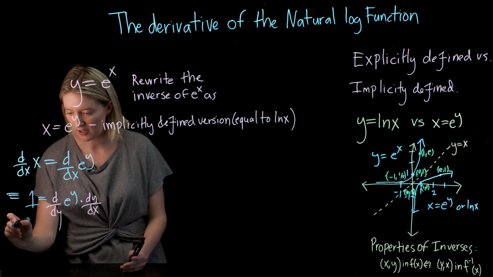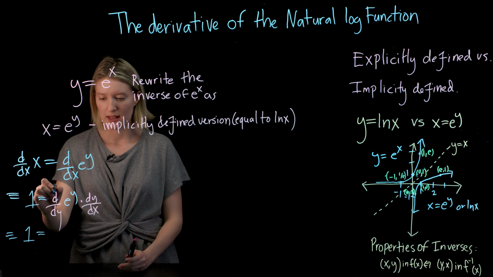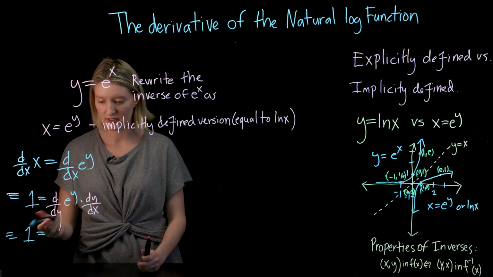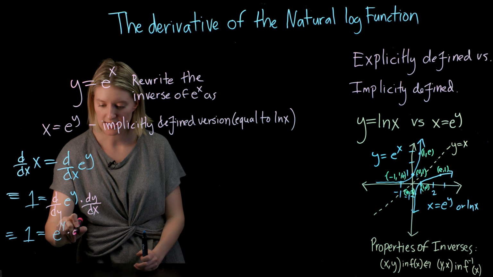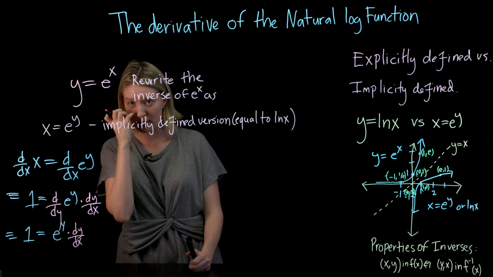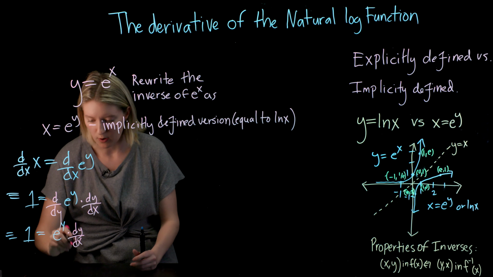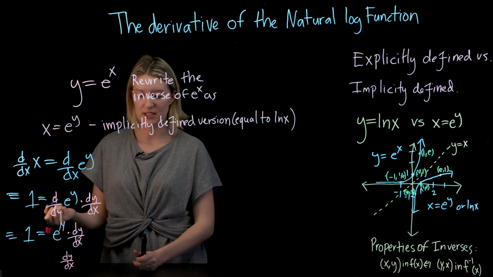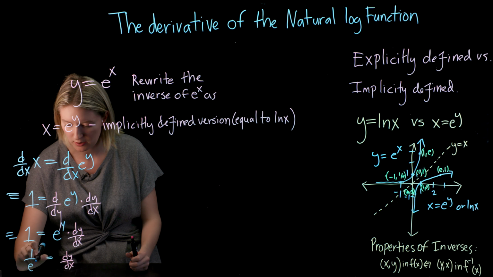Okay, so continuing here, I still have 1 on the left side. Now that I've rewritten my derivative in terms of the variable that it's written in, the derivative with respect to y of e to the y is e to the y. And then I'm still left with dy dx. Now, the ultimate step here is going to be rewriting my answer by solving for dy dx. If I wanted to keep dy dx on this side, I would divide both sides by e to the y, and then I would get 1 over e to the y.